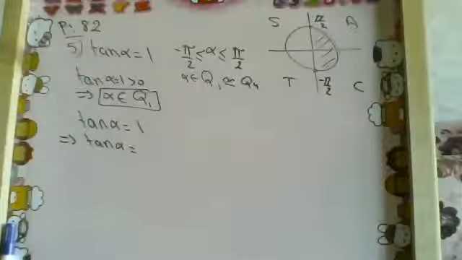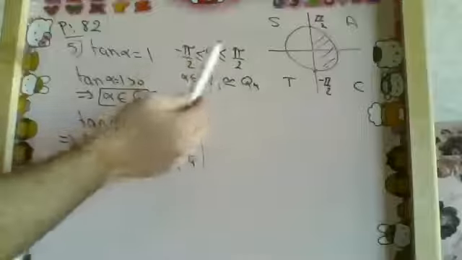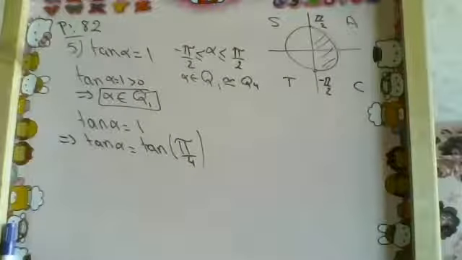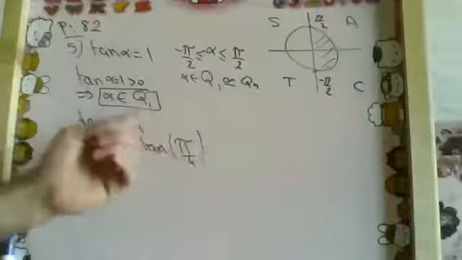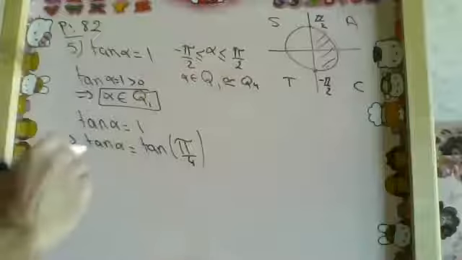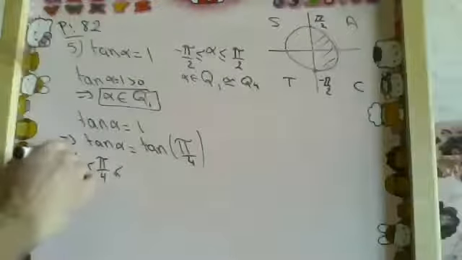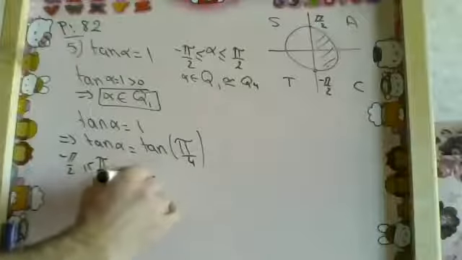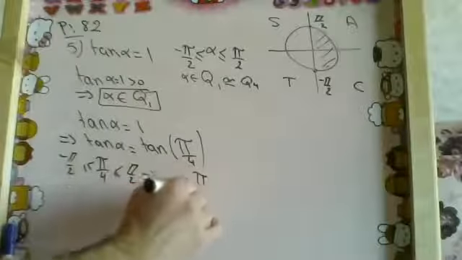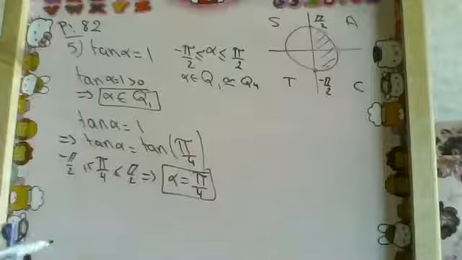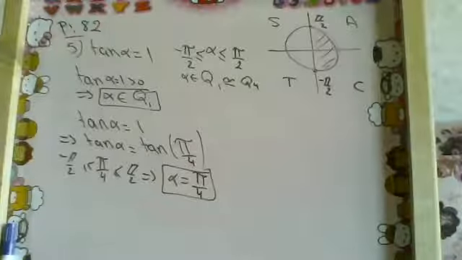Now, is pi over 4 in quadrant 1, between negative pi over 2 and pi over 2? Yes. Do we need to apply any rule from the ones we wrote before? No, because this is quadrant 1 as it is. So pi over 4 is between negative pi over 2 and pi over 2, that means alpha is equal to pi over 4. Any questions?